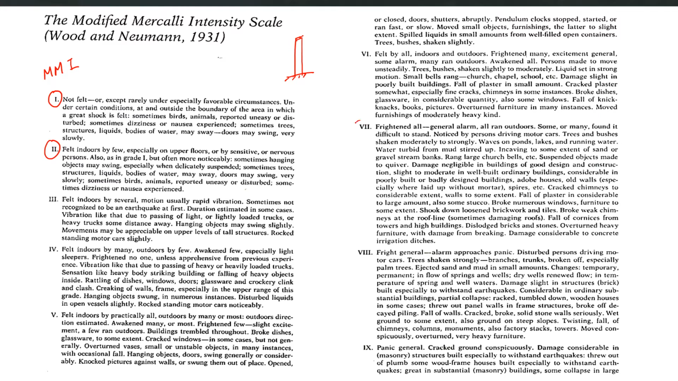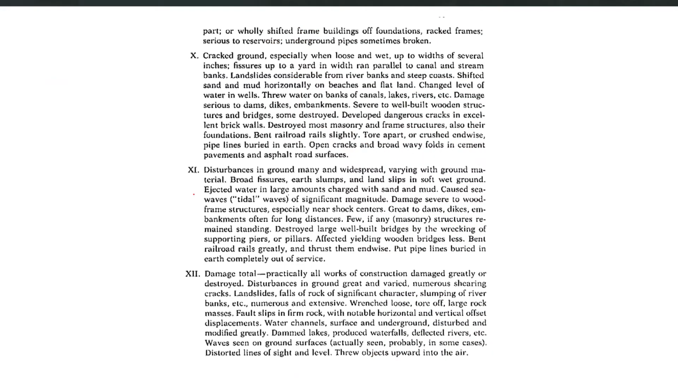Just check number 7: frightened all, general alarm, and then there is a detailed description of what number 7 means. Number 8: fright general, alarm approaches panic. Number 9: panic general. Similarly, you have 10, 11 and 12. Number 12 means damage total: practically all works of construction damaged greatly or destroyed. So from 1 to 12, this is the range of the MMI scale.